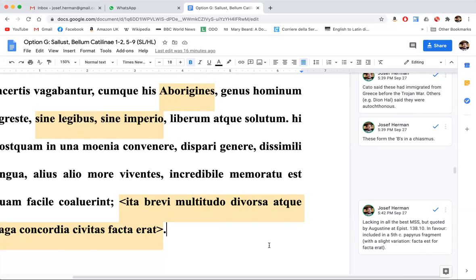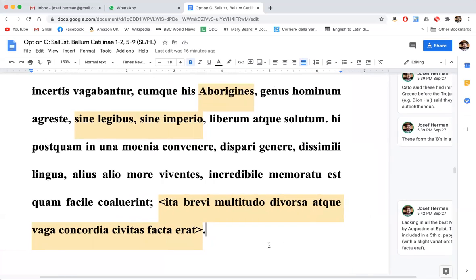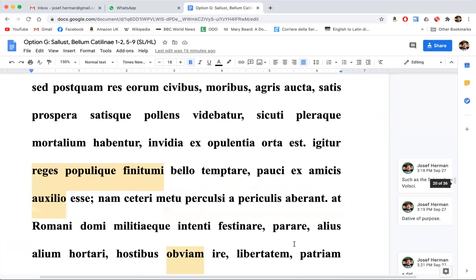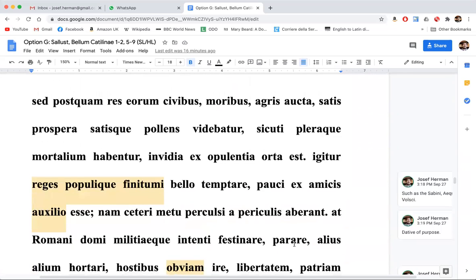Also, we do have a 5th century AD papyrus fragment of Sallust's text, which does include this phrase with a slight change. It has facta est instead of facta erat. So really, we don't know whether this phrase belongs in Sallust's original text or not, and that's why we put it in the brackets. Okay, moving on then to page 20.